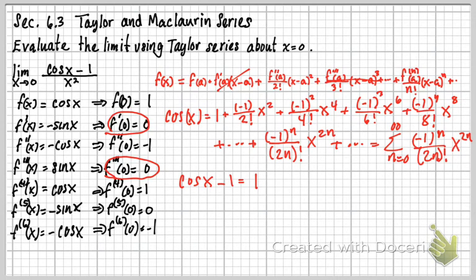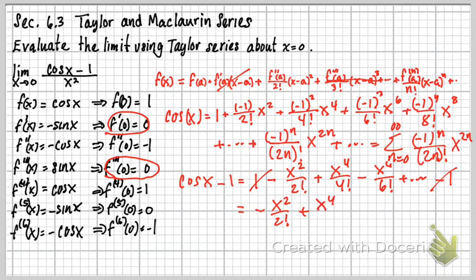So then this is going to be 1 minus x squared over 2 factorial plus x to the 4th over 4 factorial minus x to the 6th over 6 factorial plus dot dot dot, and then minus 1. So those are actually going to cross off, and that's what I was talking about a minute ago. So this actually equals negative x squared over 2 factorial plus x to the 4th over 4 factorial minus x to the 6th over 6 factorial plus dot dot dot, and it just keeps going.